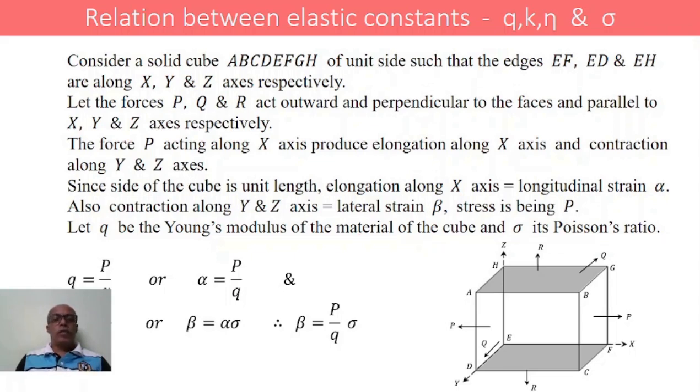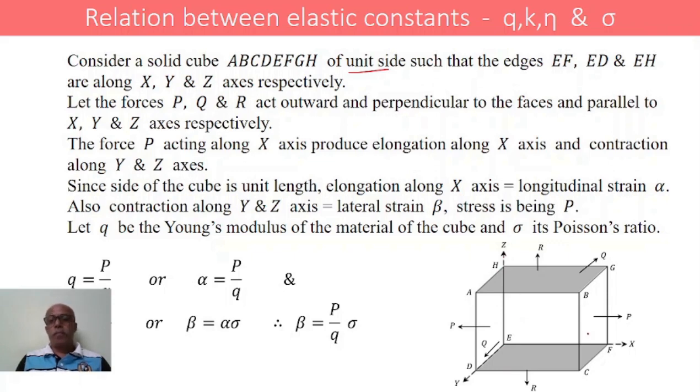In order to derive this, I consider a cube of unit side, of 1 unit length. ABCDEFGH is the cube having each side of 1 unit length, and the side EF is along x-axis. You can see here the side ED is along y-axis and the side EH is along z-axis.